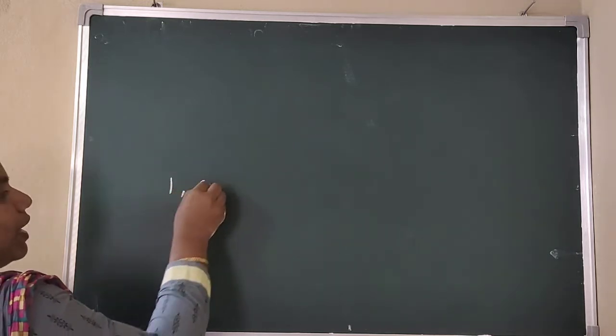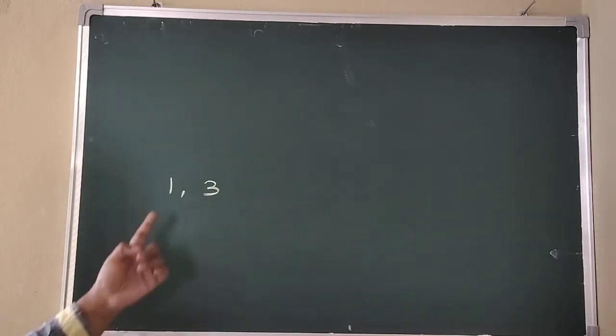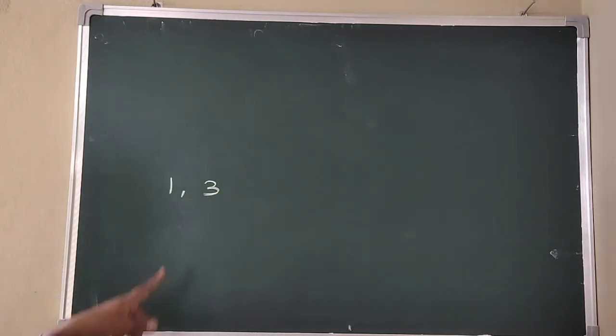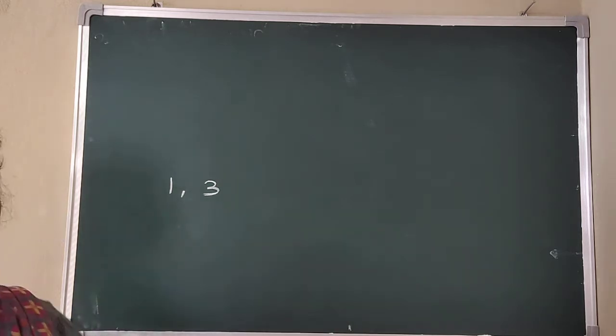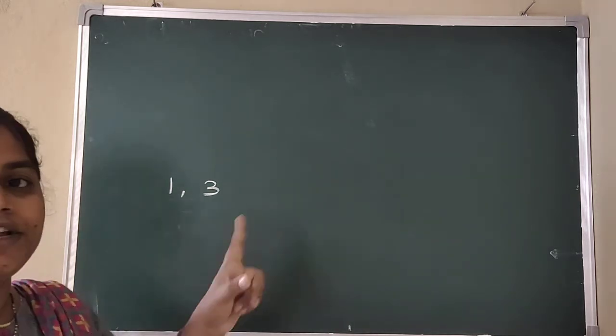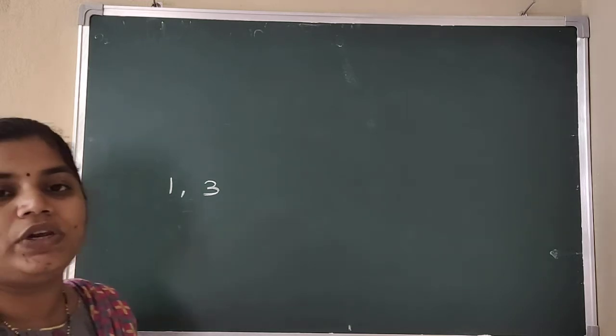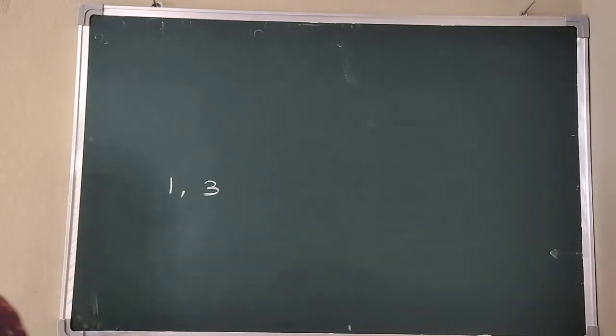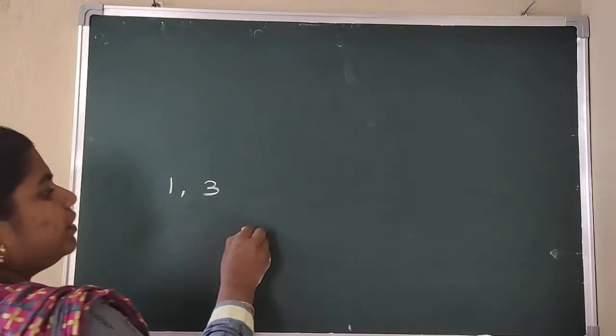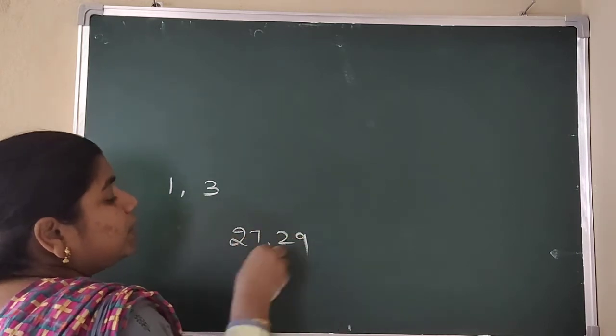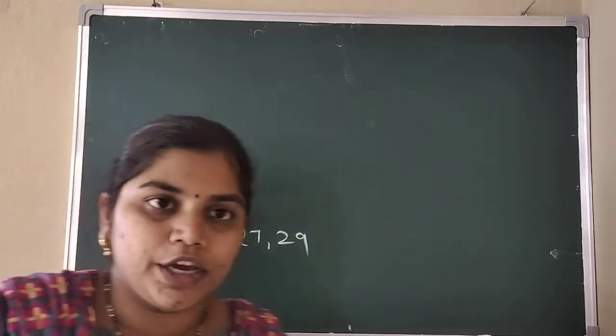So consecutive odd numbers is nothing but side by side odd numbers. So we can take it as 1 and 3. 1 and 3 are consecutive odd numbers. In between 2 is there, and 2 is an even number. So 1 and 3 are continuous odd numbers. Those numbers we will call consecutive odd numbers. It can be any type of numbers. We can take it as 27 and 29. So these two are also consecutive odd numbers.